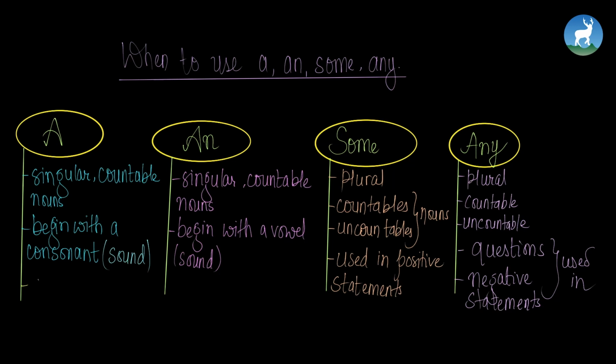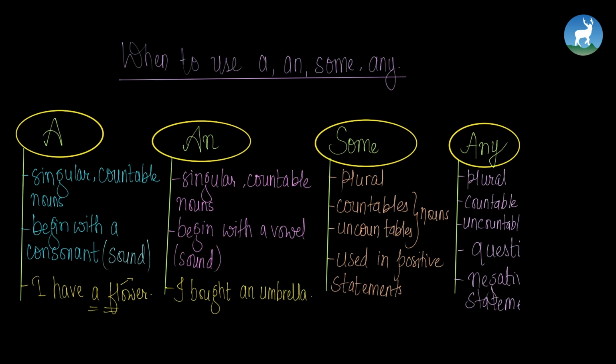Example for a. I have a flower. So the sound of flower, fl, is a consonant sound. That's why we used a. And flower is a singular and countable noun here, right? Let's go to another example, and that's for an. I bought an umbrella. So it's obviously the sound of vowel A. The vowel sounds are A, E, I, O, U, and the remaining sounds in the alphabet are consonants. You know that, correct? Yes. So an for singular countable noun.